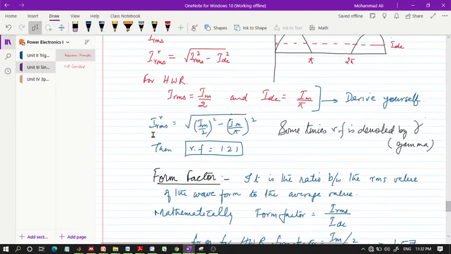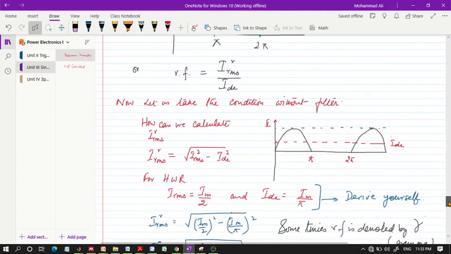So RMS value of the ripple comes out to be this. If I get the RMS value of this, then the ripple factor comes out to be 1.21. This ripple factor is denoted by gamma sometimes. So this is now up to you, because of course you can derive this and get the ripple factor as 1.21 for the half wave rectification.